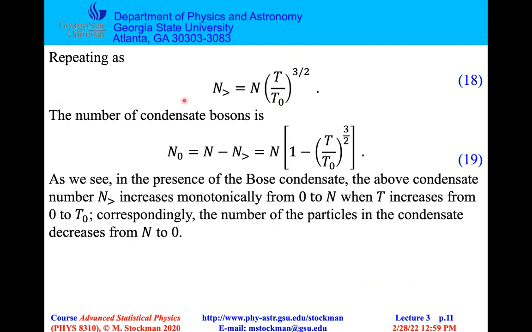Now, of course, I can calculate the number of condensate bosons, the number of particles in the condensate. So this is the excess of the number of particles in the system over the number of particles that are accommodated above the condensate at positive p. If I substitute this expression, then this is the total number of particles times, again, a universal coefficient, 1 minus T over T naught to the power of 3/2.